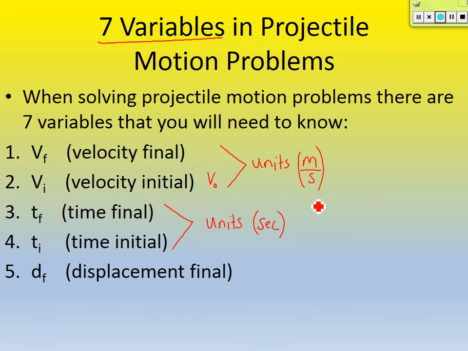Number 5, the 5th variable that you're going to see in these equations is d sub f. D sub f is for displacement final. That's how far away that projectile landed from where it started. Okay, and then number 6 is d sub i, which is displacement initial.